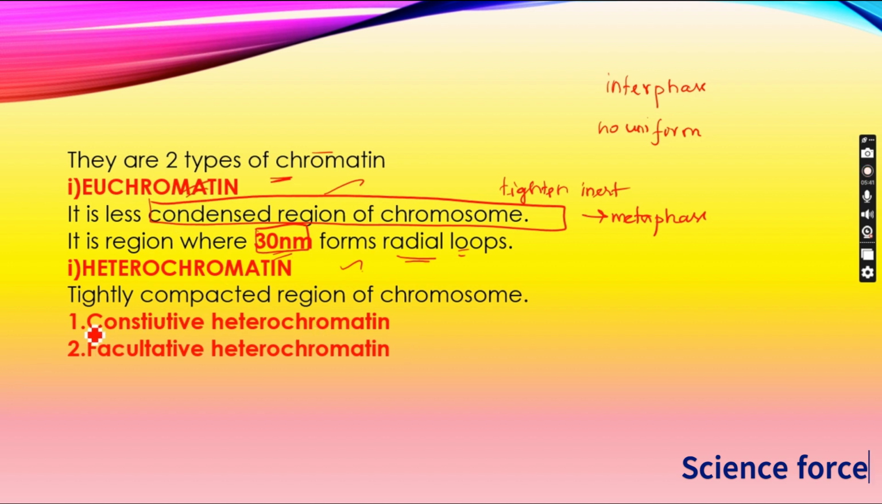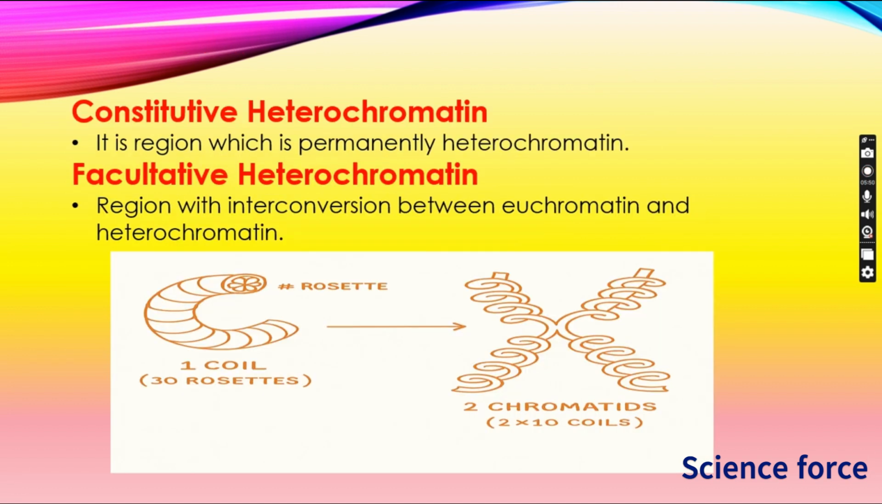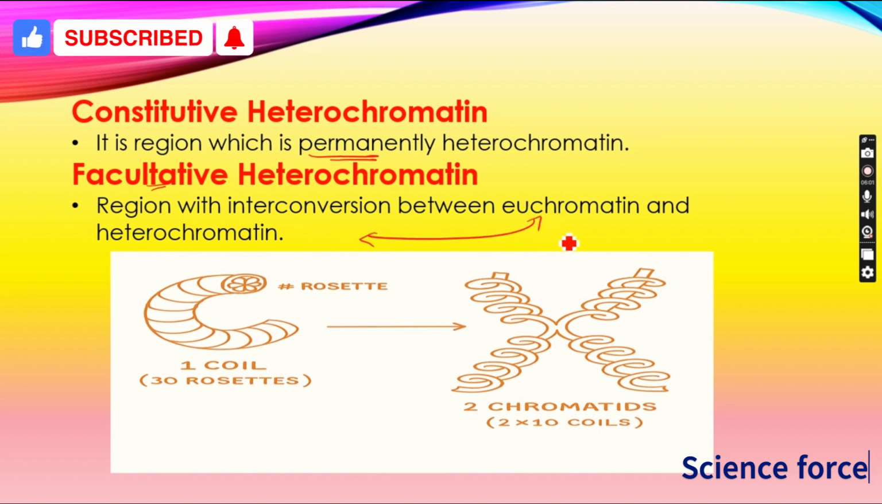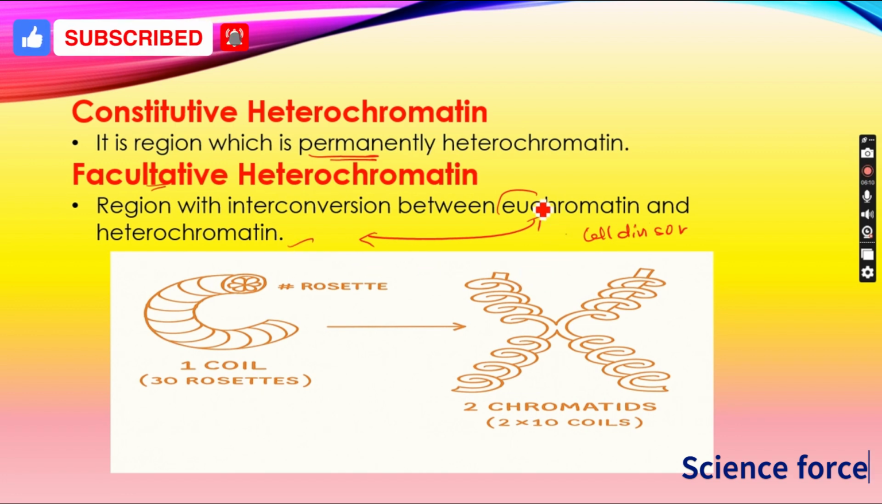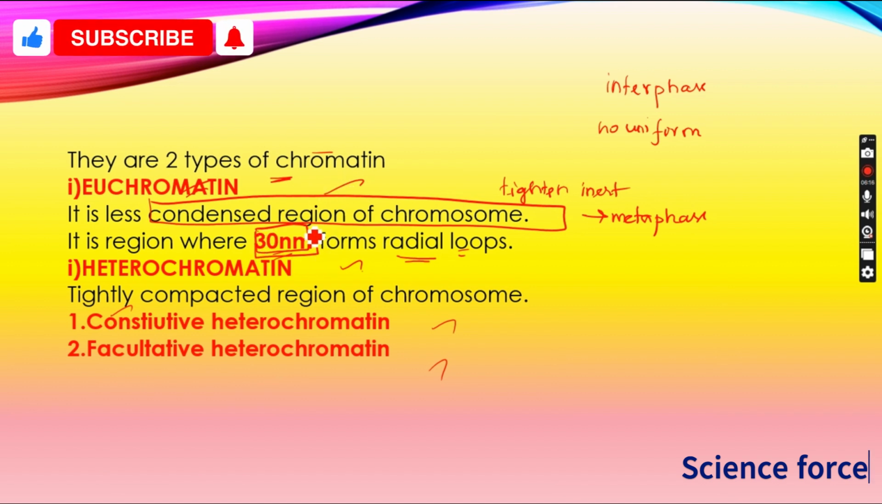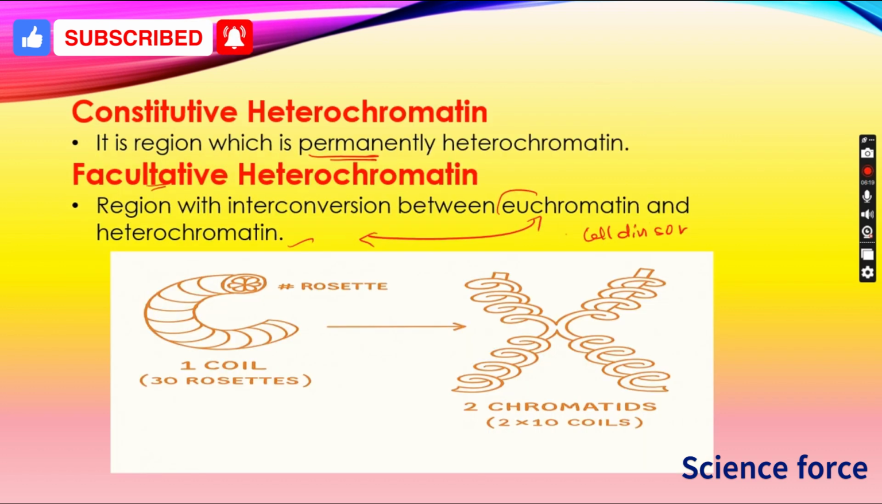But heterochromatin is a tightly compacted region of chromatin, which is constitutive heterochromatin and facultative heterochromatin. These are the two types. Constitutive heterochromatin is permanent heterochromatin, but facultative heterochromatin can interconvert between euchromatin and heterochromatin. Based on the cell division taking place, it can convert into euchromatin or heterochromatin. This is facultative heterochromatin. But euchromatin is going to have a regular interval of 30 nm radial loops, but it does not have regular loops.